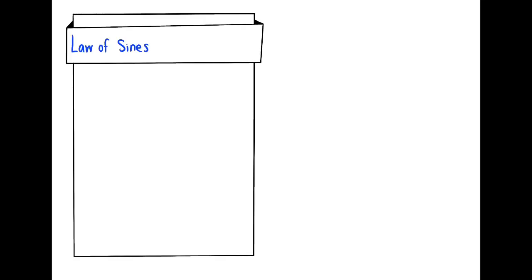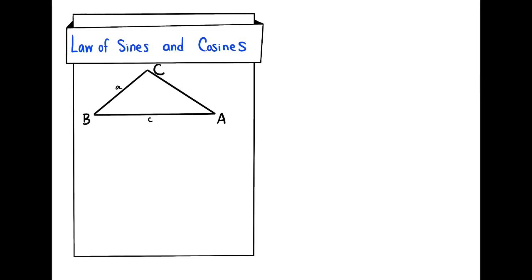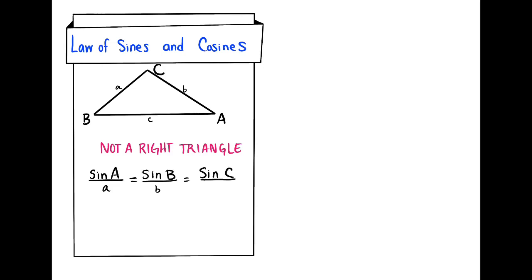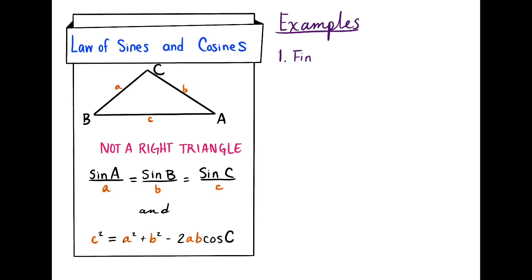All right, so there's two more laws, the laws of sines and cosines. And notice that these rules are going to be for triangles that are not right triangles. What the law of sines says is if you take sine of A over A, it's equal to sine of B over B, which is equal to sine of C over C. And the law of cosines is c squared is equal to a squared plus b squared minus 2ab cosine C. Be careful with which one's little c and which one's big C. I colored those in orange for you.